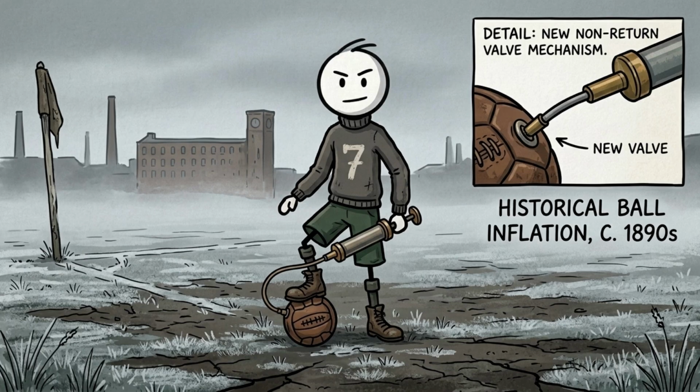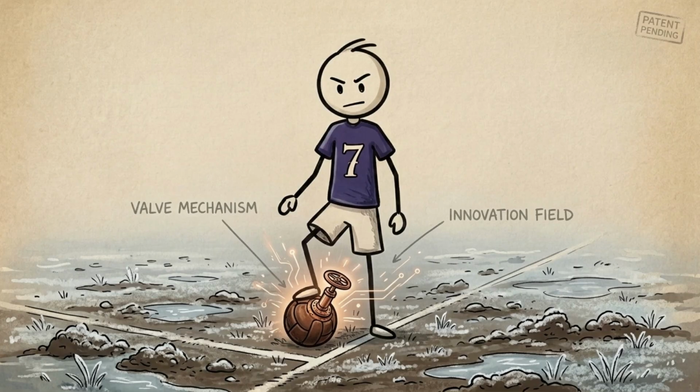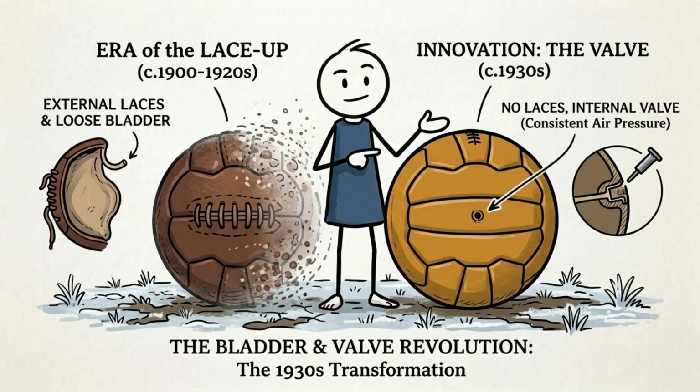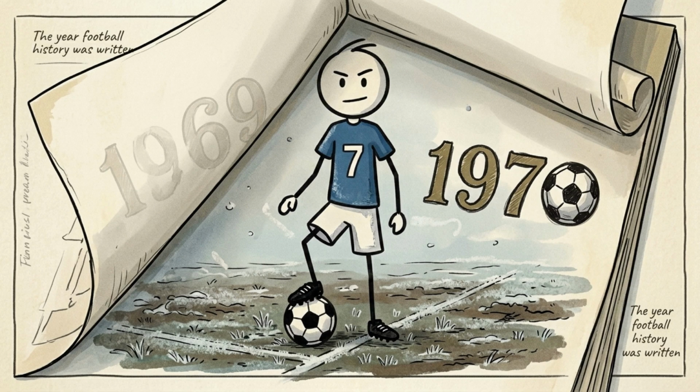You could now pump air in through a syringe. No more lacing, no more sealing the bladder inside by hand. That single innovation, the valve, changed the ball forever. They never went back to laces. But the real revolution, the moment the ball stopped being equipment and started being technology, came in 1970.